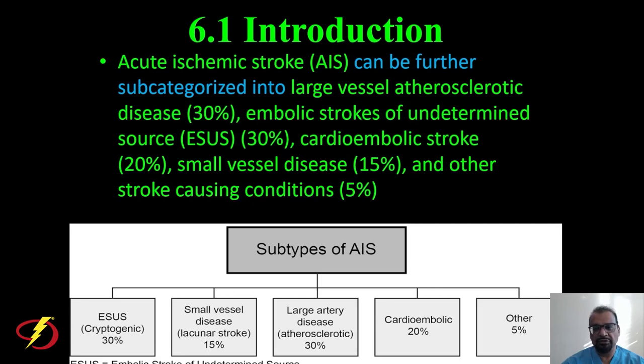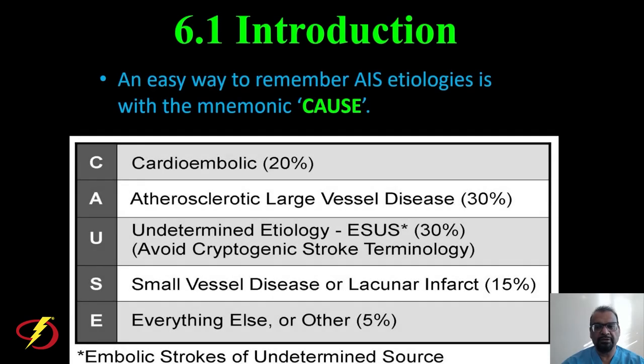Again, this is all in the book. We also talked about a mnemonic that allows us to remember the different etiologies for acute ischemic stroke. The mnemonic is CAUSE. The C stands for cardioembolic. A, atherosclerotic large vessel disease. U is undetermined etiology. S is small vessel disease. And E is everything else.